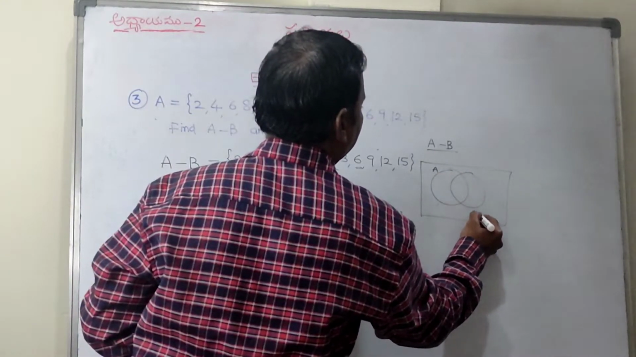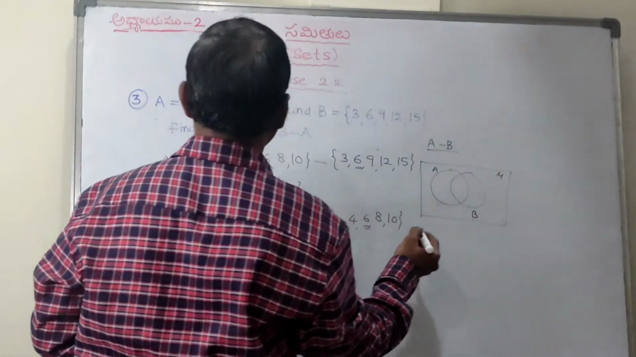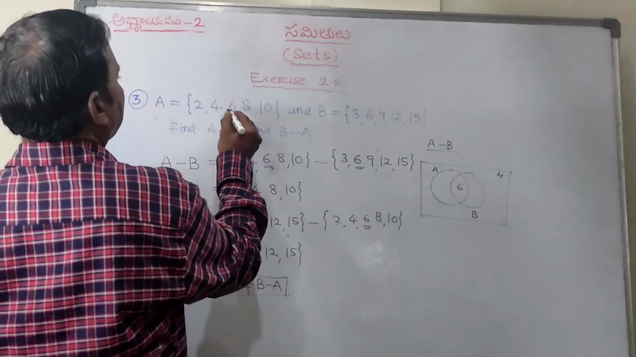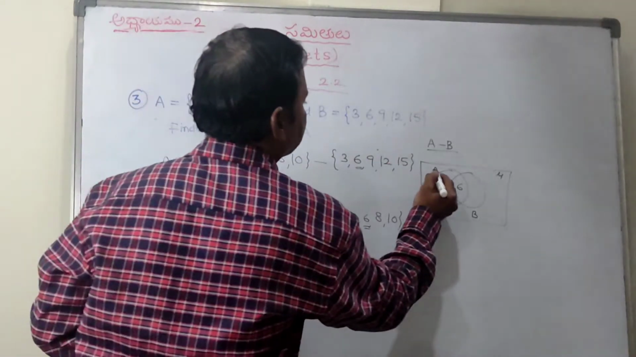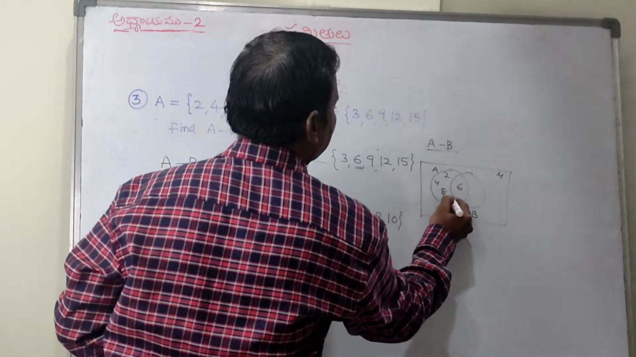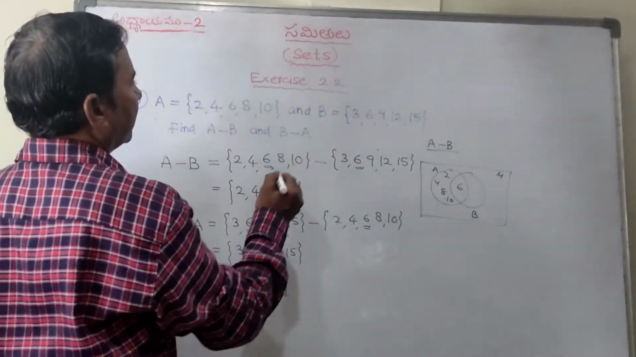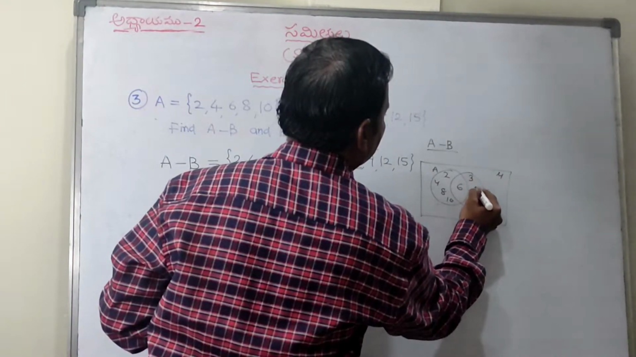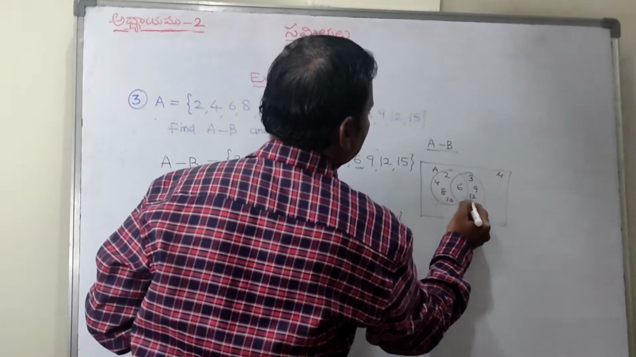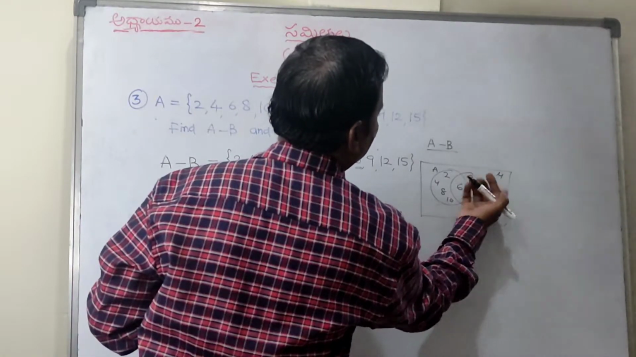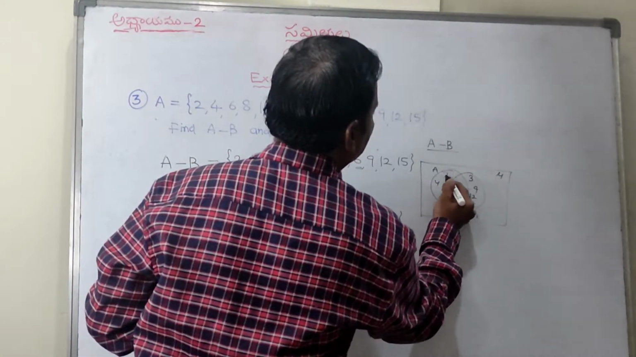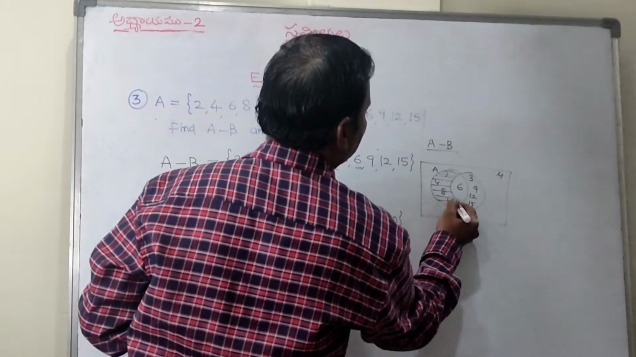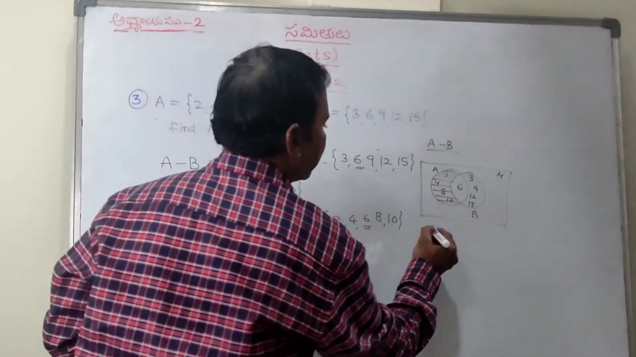A, B, mu. The common element we are having is 6, no? And the remaining are 2, 4, 8, 10 in the set A. And in the set B, except 6, we have 3, 9, 12, 15. A minus B means B will be removed. This B will be removed, means only we can see this one. Okay. This is A minus B.